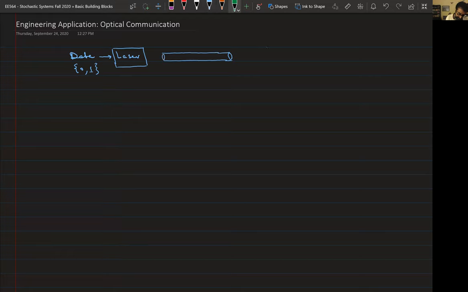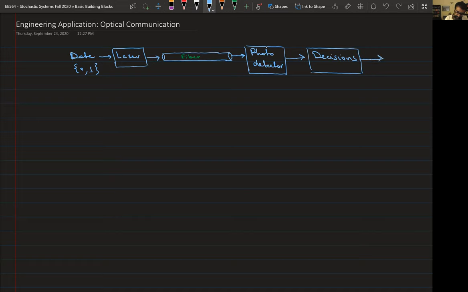So there's light incident upon this fiber from the point of transmission. And then at the point of reception, the light comes out and this is fed into something called a photodetector. And the output of this photodetector is fed into some decision block, which outputs data estimates. So this is what the typical optical communication setup looks like. You have a laser incident upon an optical fiber, and on the other end, you have photodetectors.